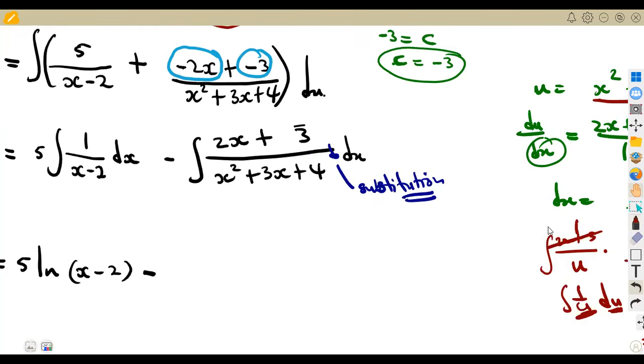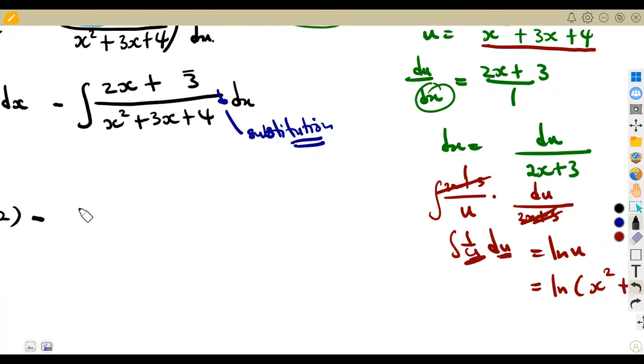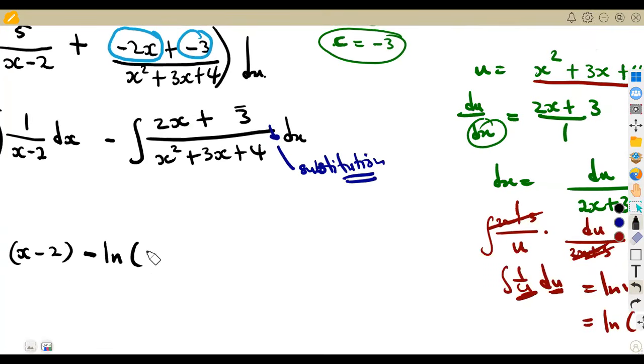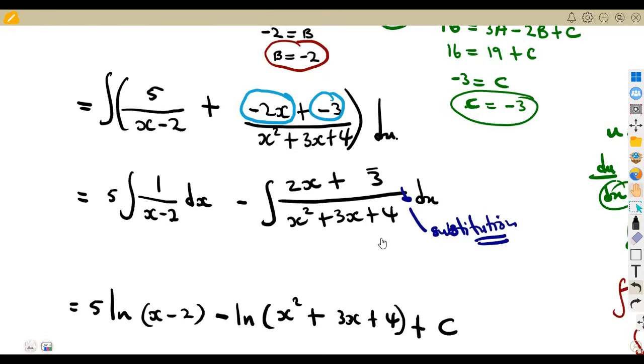So the answer was going to be minus what we got on that answer. Remember, after integrating everything, we got the ln. So it was going to be minus the ln, open bracket, the ln of this quadratic expression as it is, x squared plus 3x plus 4, that bracket as it was before, plus the constant of integration. We are done. So that is how we're supposed to integrate this.